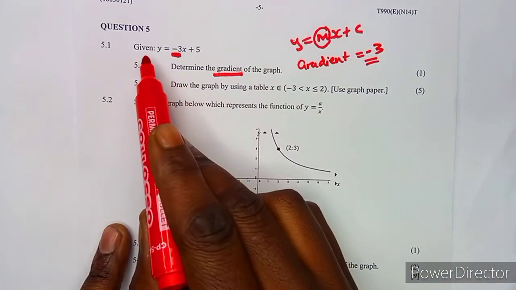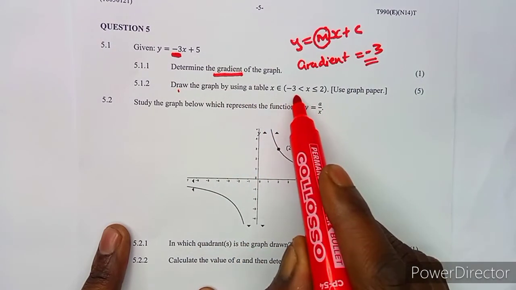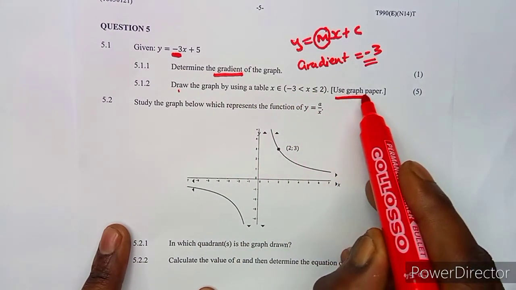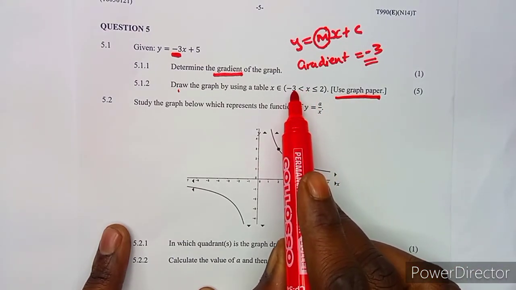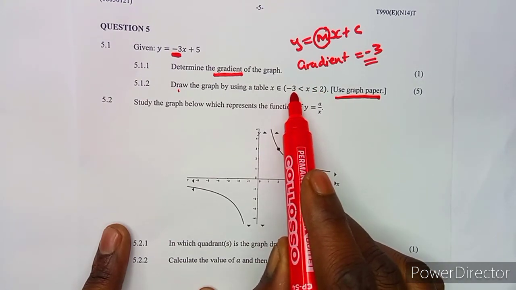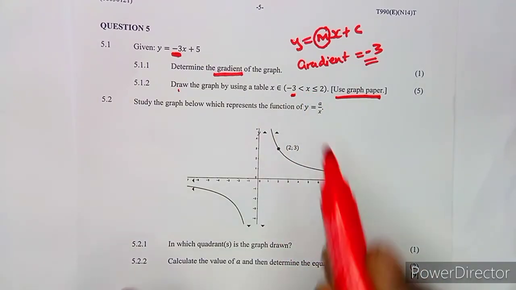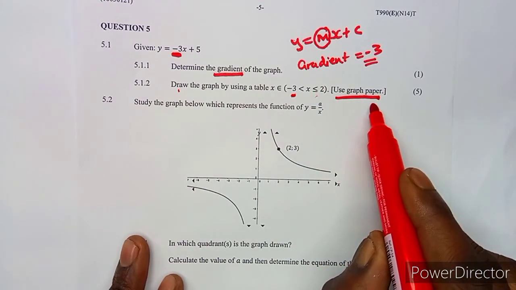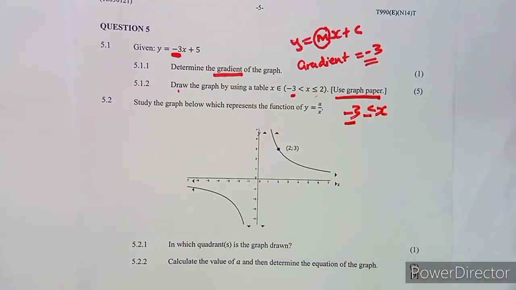All right, then given also this, draw the graph by using the table. So you're given the interval here, use graph paper. Take note, guys, that x is greater than minus 3 but less than or equal to minus 2, which means minus 3 is not included. There is no equal sign here. If it was like this, you were going to include minus 3, but in this case minus 3 is not part of the table.